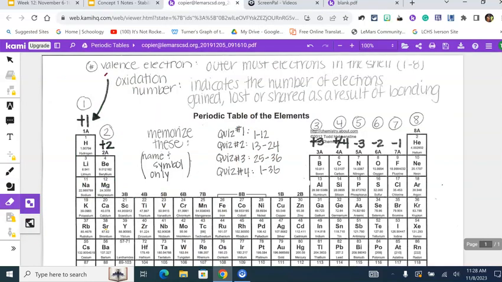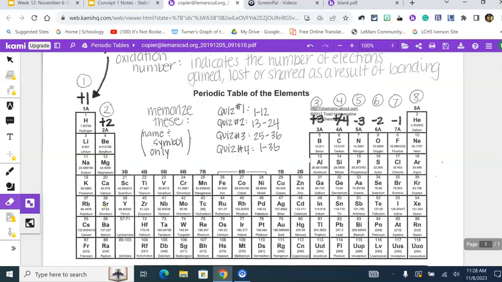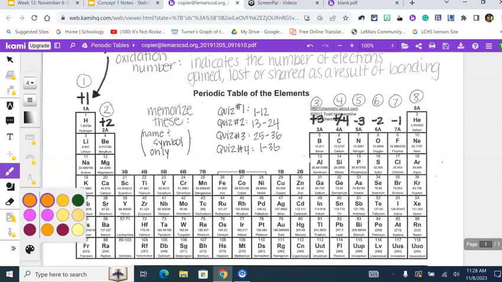And on your periodic table that you're looking at, do you see how this entire family is +1? That entire family will give up 1 electron. Do you see how this entire family is +2? What are they going to do? Give up 2 electrons. Now, when they give up their electrons, all of a sudden they don't have an electrically neutral atom. Now they have extra protons.